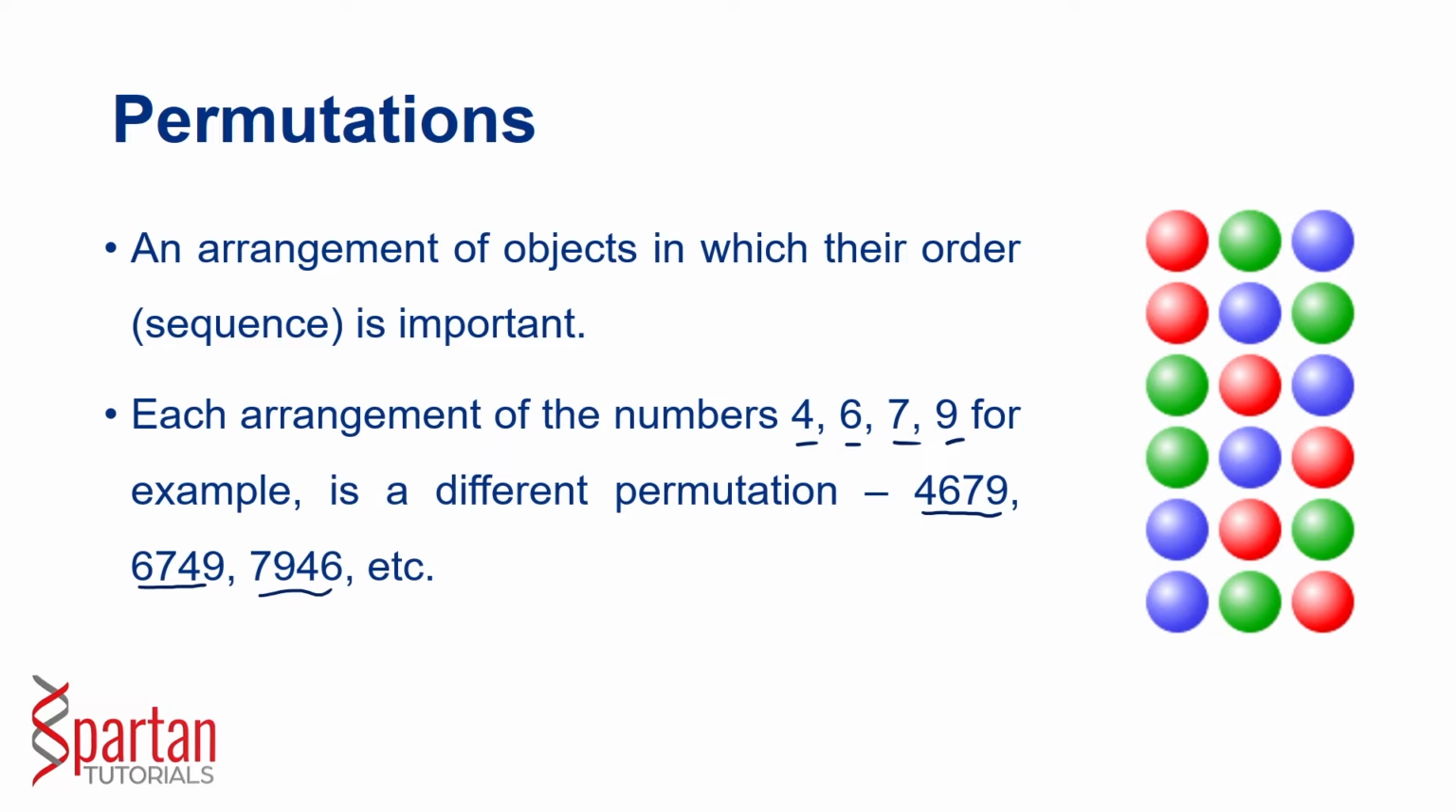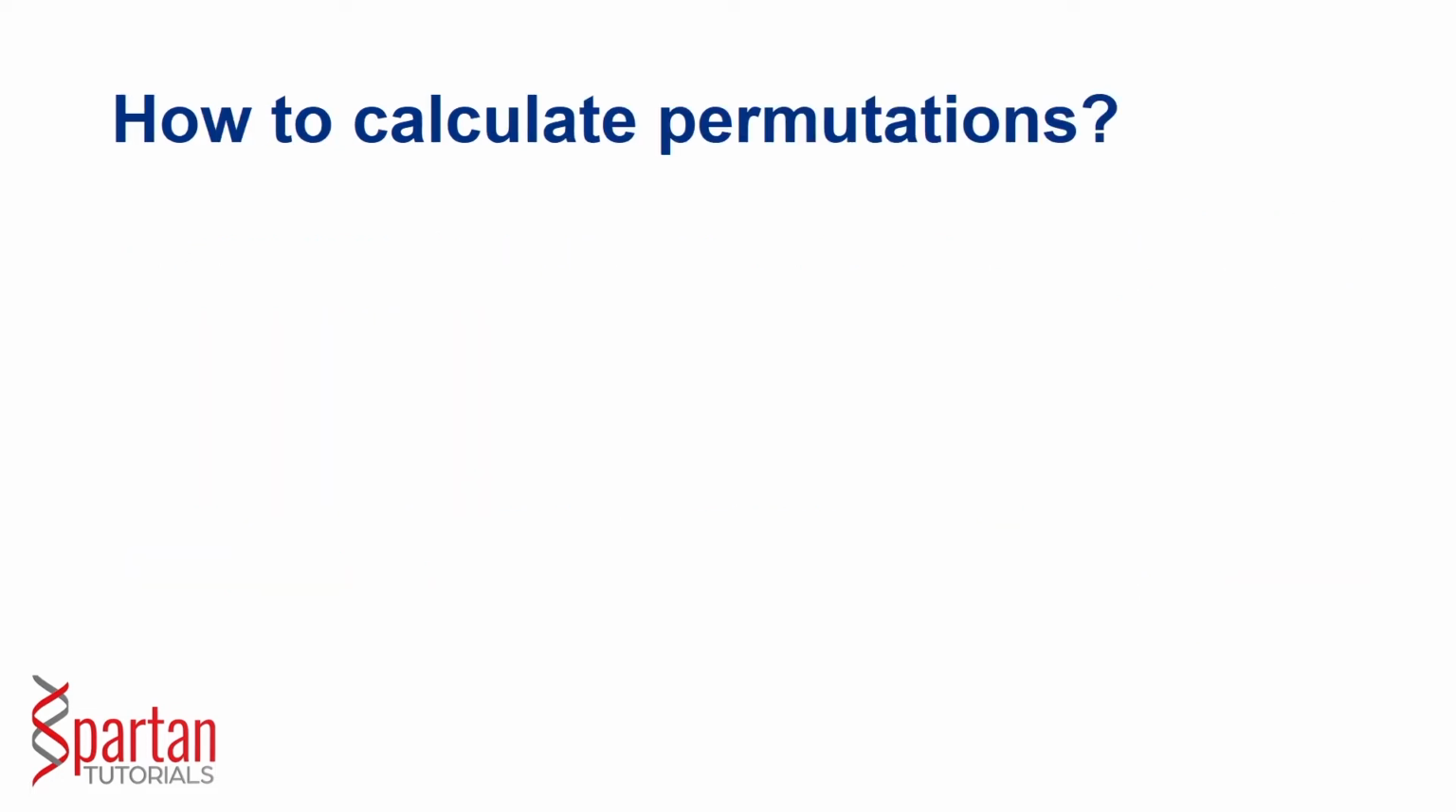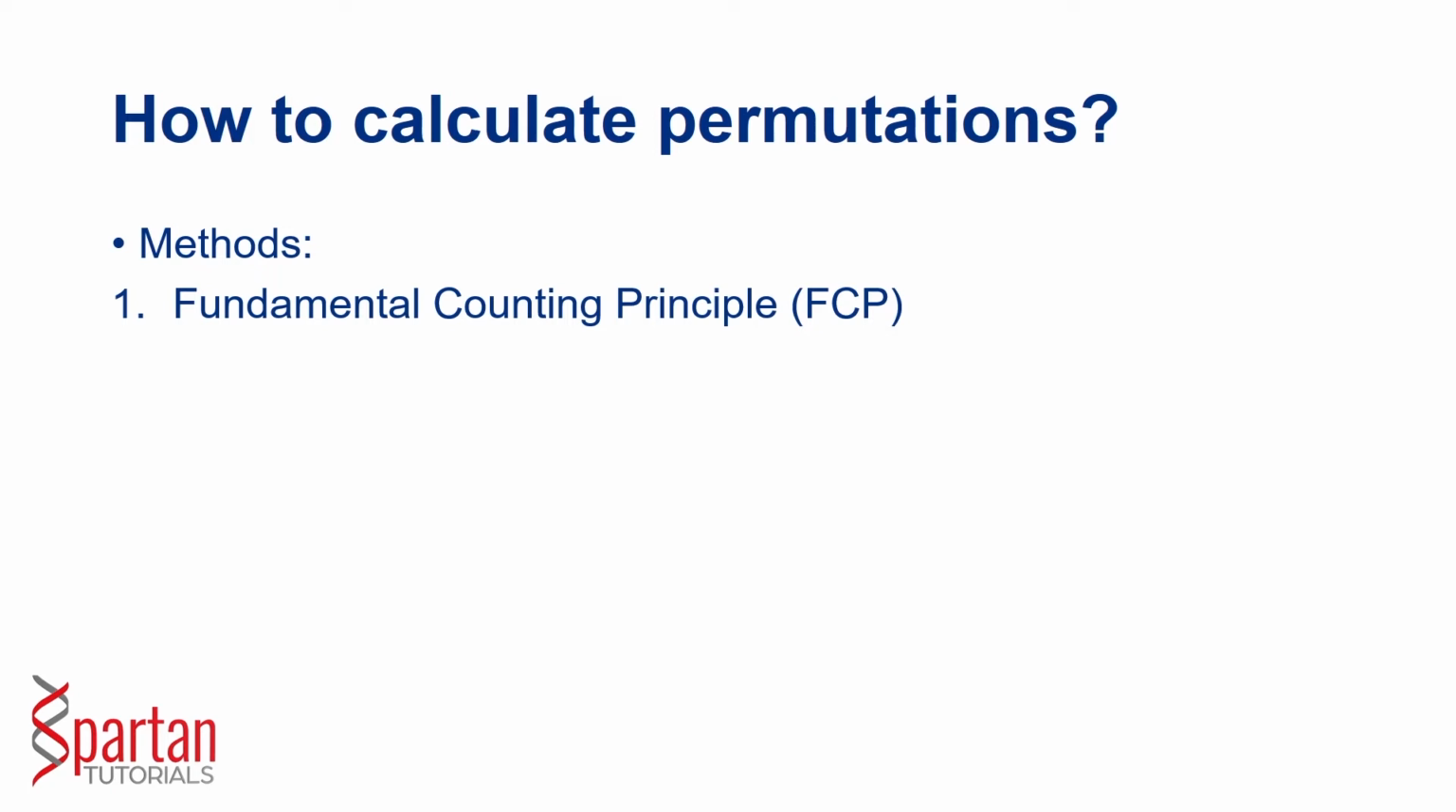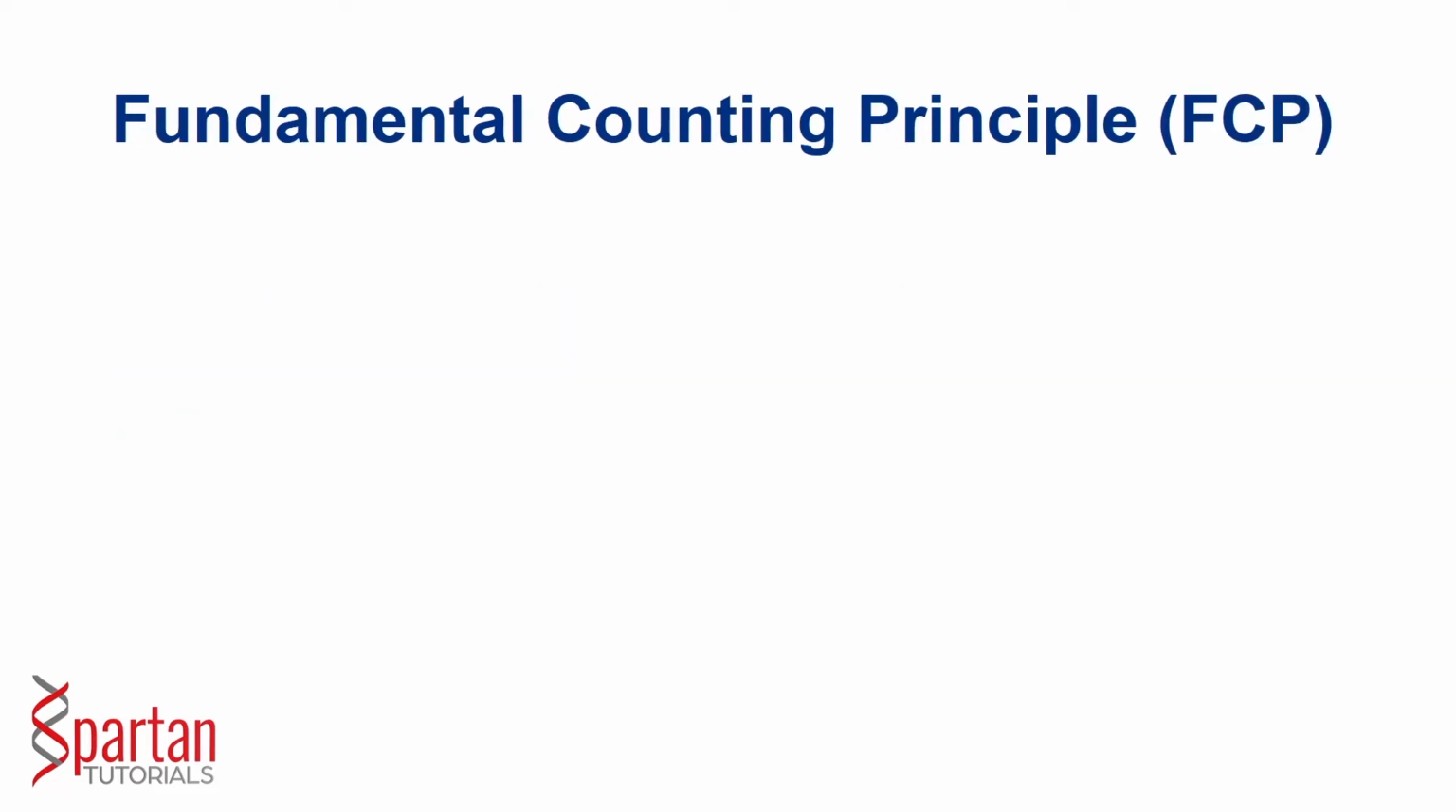Also, here you can see another example of permutations where we have 3 balls, red, blue and green, and these are the different permutations possible for these 3 balls. So how to calculate permutations? There are a couple of methods. We have the fundamental counting principle. This is the most elementary method of calculating permutations. It is also known as FCP. Another one is by using factorials. And finally, we have the formula for calculating permutations.